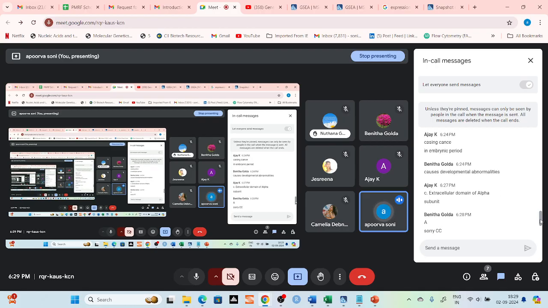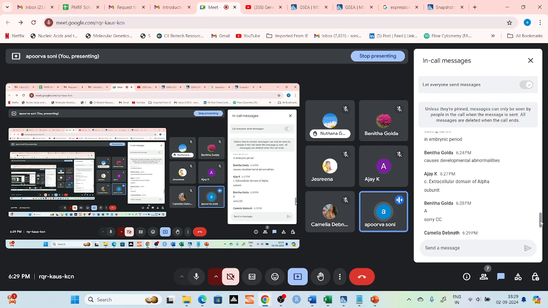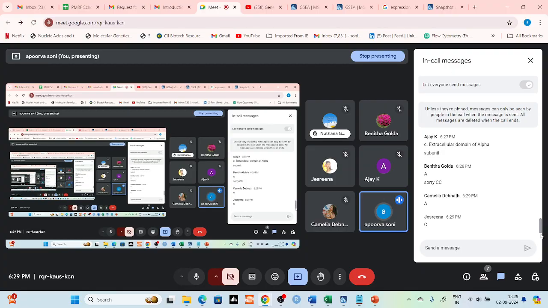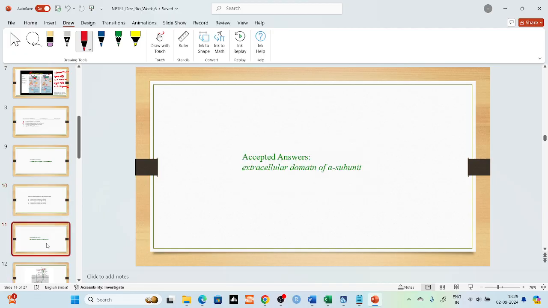So Benita had answered yes, teratogens cause developmental abnormalities. Correct. Now for the integrin question, Ajay has answered C, Benita has answered C, Camellia has answered C, and Jasrina has also answered C. Let us see what the correct answer is. C, the extracellular domain of alpha subunit, is the correct answer. So all those who have answered C, it is correct.